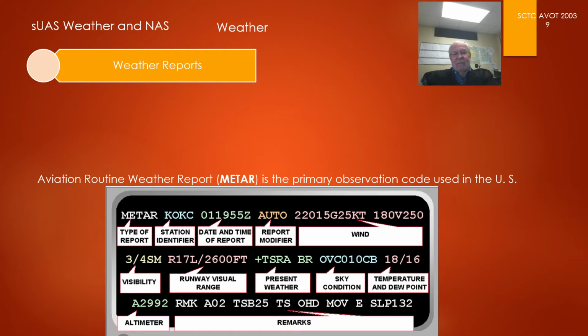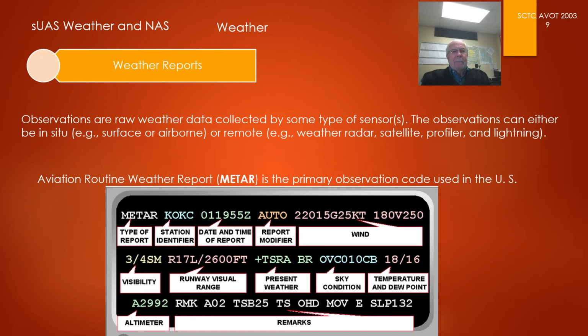Right, date and time of the report. 1955 is the time of the report. Well, looking back to 1925, that's when the thunderstorm started thundering. And it's also mentioning TS overhead, thunderstorm overhead, moving towards the east, and then sea level pressure. Right? Pretty simple. Observations: raw weather data collected by some type of sensor.